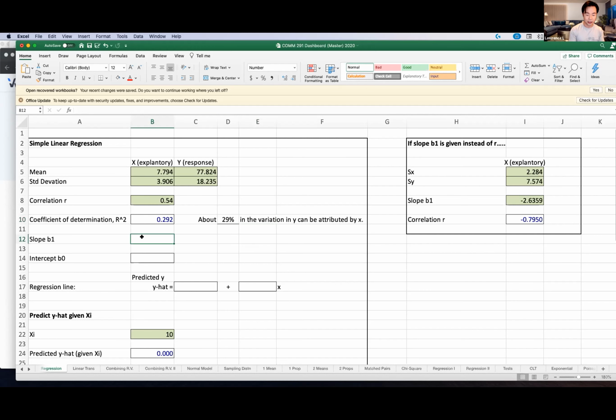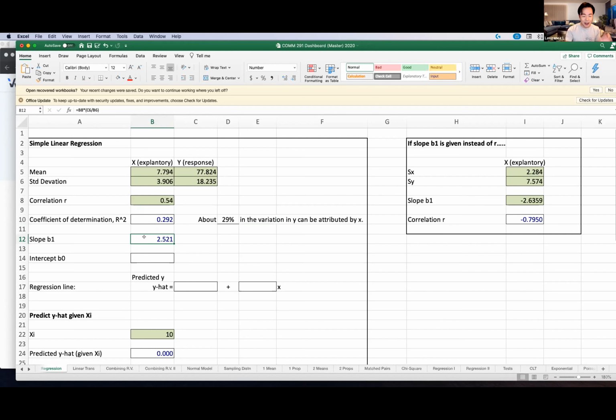And then the slope, as you know, is R times SY over SX. So the correlation, I love brackets, so I'm going to do bracket, and then the standard deviation of Y divided by the standard deviation of X. Like that, take a screenshot of that. So that's how you find the slope coefficient. And once it's pre-formulated, you don't have to worry about it on the midterm. It's already there for you, just don't mess it up, right?